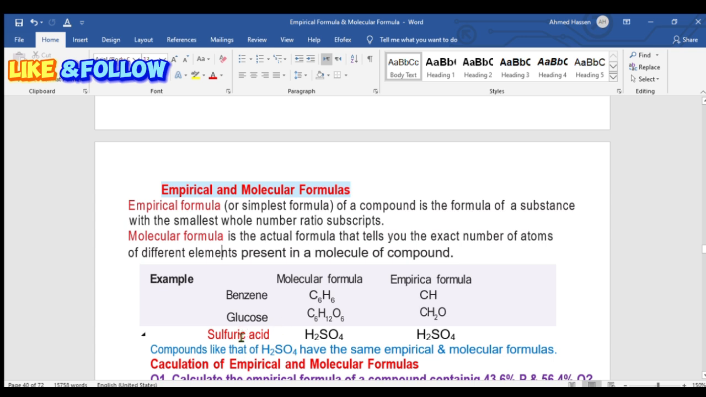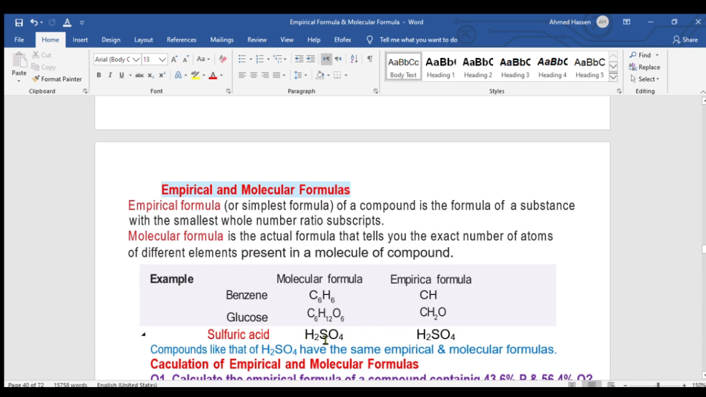When it comes to sulfuric acid, the formula is H2SO4. This is the molecular or actual formula of sulfuric acid, and the empirical formula is also the same because there is sulfur with one subscript. Therefore, we cannot divide it by any other number. The number 1 divided by any other number will become a fractional number. Therefore, the subscripts of atoms of elements in the formula must be found in whole number ratios only. So the empirical formula and the molecular formula of this compound are the same.